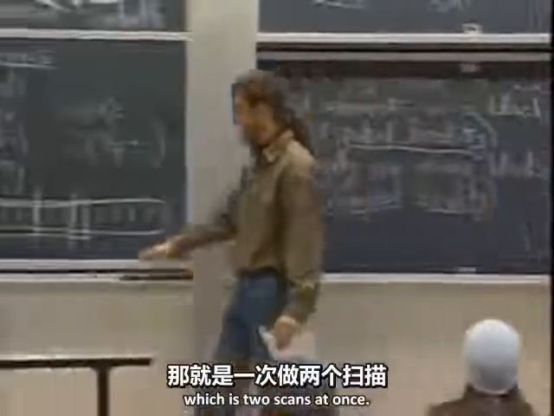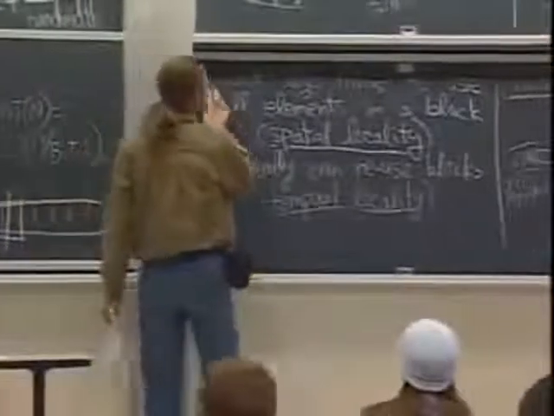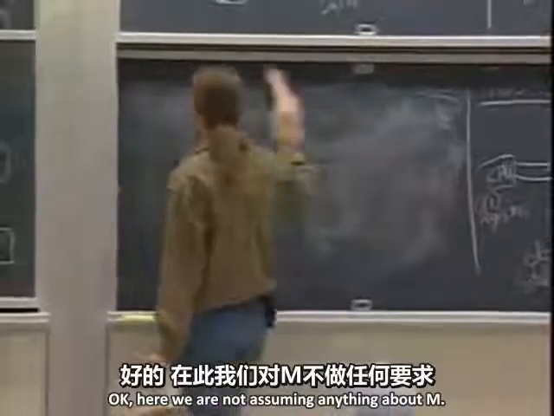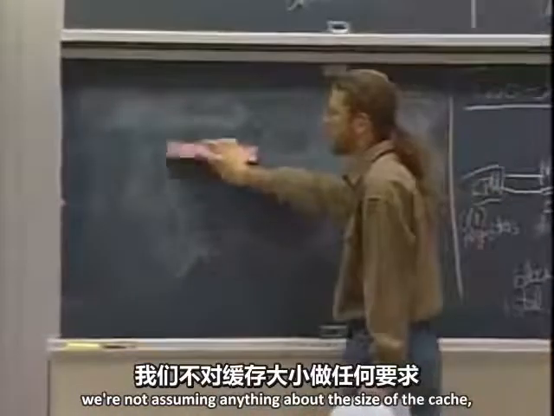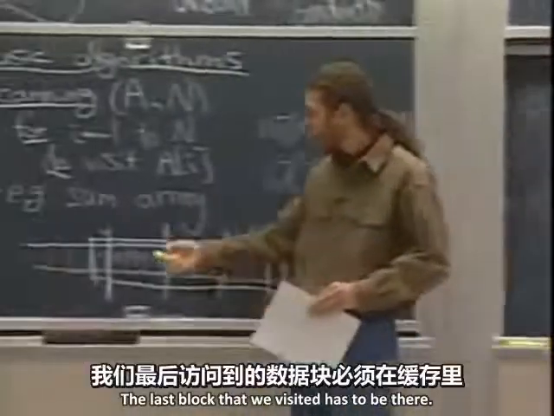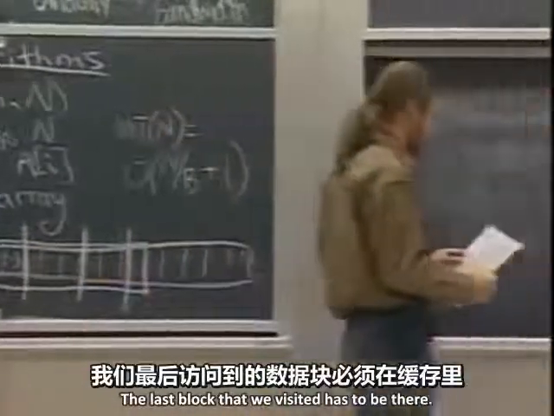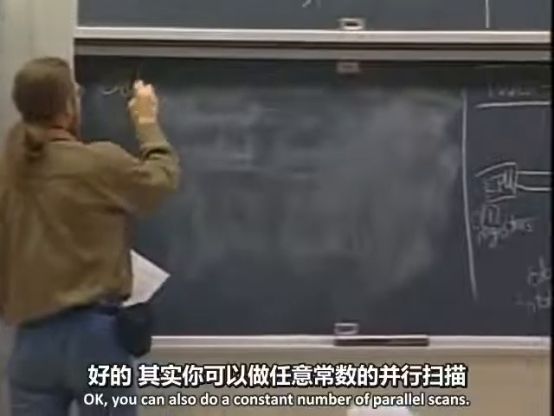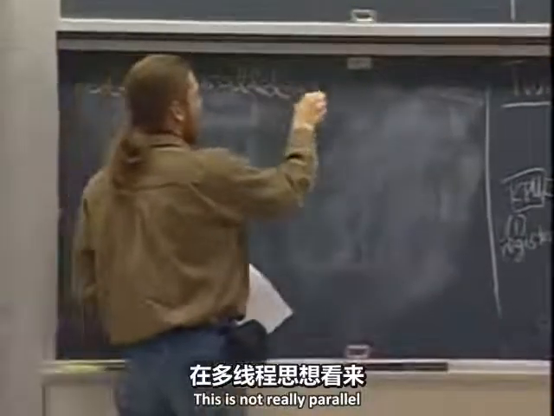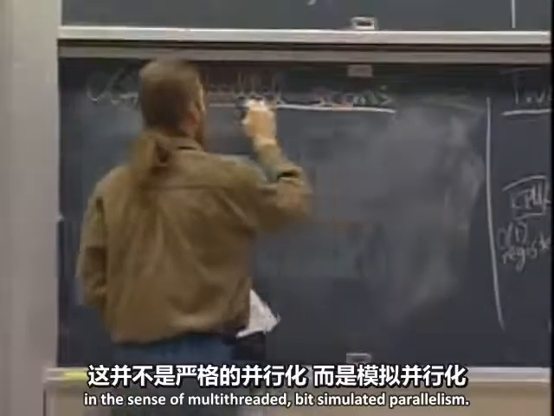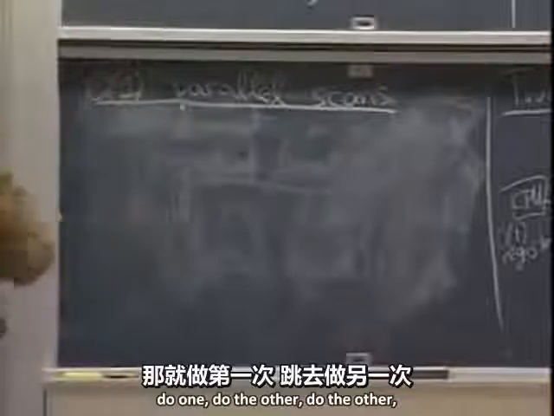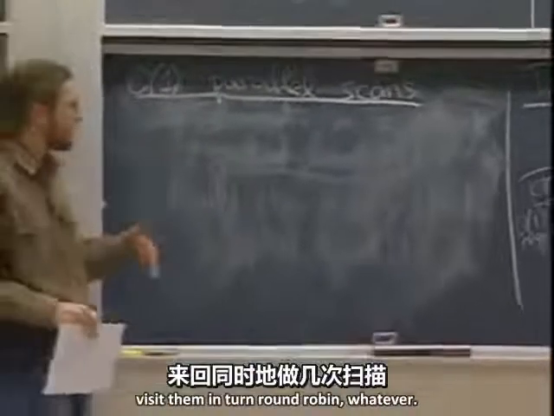Which is 2 scans at once. Okay, here we're not assuming anything about M. We're not assuming anything about the size of the cache. Just that it can hold a single block. We just need that the last block that we visited has to be there. Okay, you can also do a constant number of parallel scans. This is not really parallel in the sense of multi-threaded, but simulated parallelism. I mean, if you have a constant number, I do one, do the other, come back, come back, come back. Right, visit them in turn, round robin, whatever.